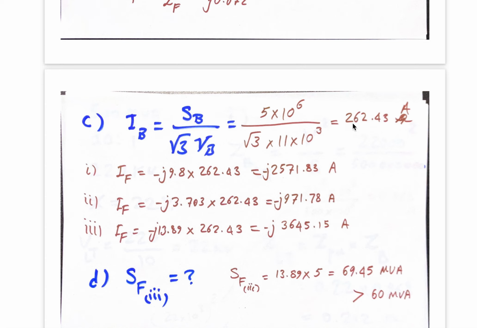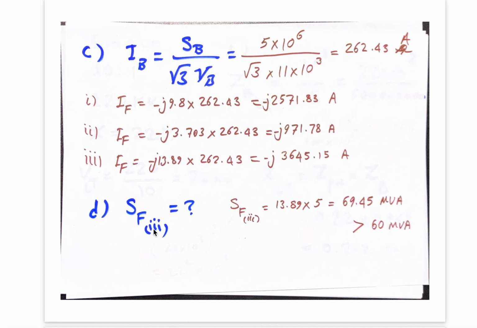So this is my base current in amps, and I just need to multiply this three times by each of those per unit currents I obtained in part B of this question. Okay, so you get the actual fault currents.